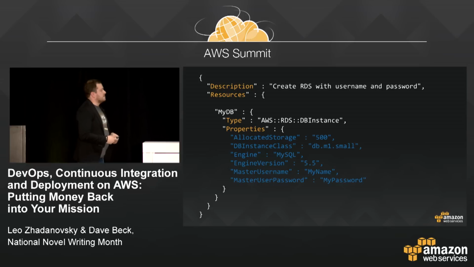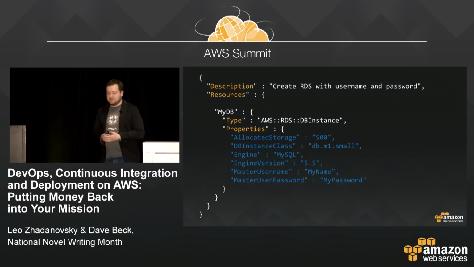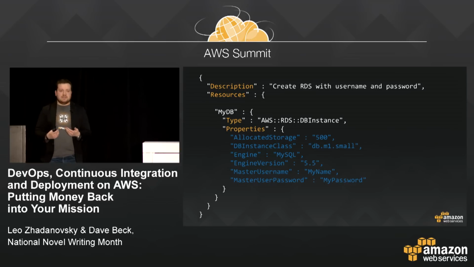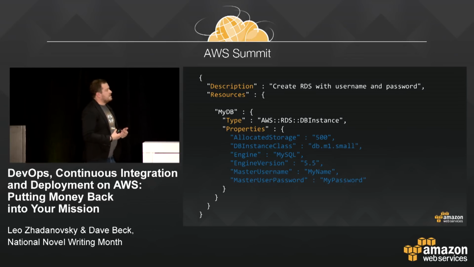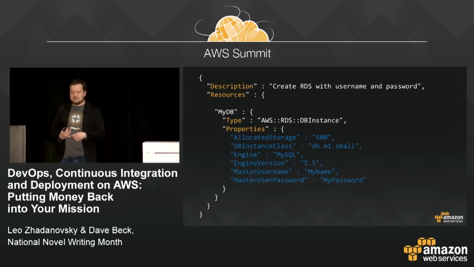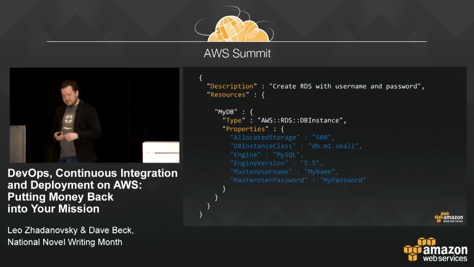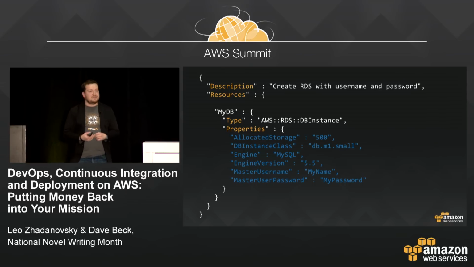So let's take a look at some basic examples of CloudFormation templates. In this example, I'm spinning up an RDS instance. The size of it is going to be M1 small. It's going to have 500 gigs allocated to it. It's using MySQL 5.5, and it's going to have a really basic username and password that you should never use in production for good security practices, but just for an example here.